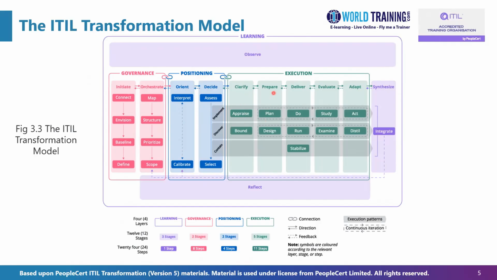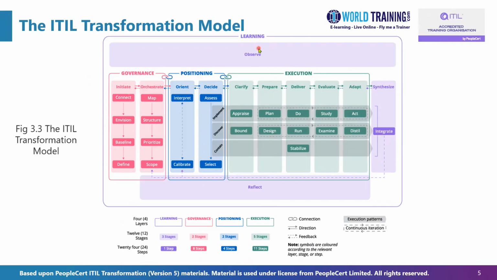The prepare stage has plan and design steps. The deliver stage has do, run, and stabilize steps. The evaluate stage has study and examine steps. The adapt stage has act and distill steps. And the synthesize stage in the learning layer has just one step, which is integrate.